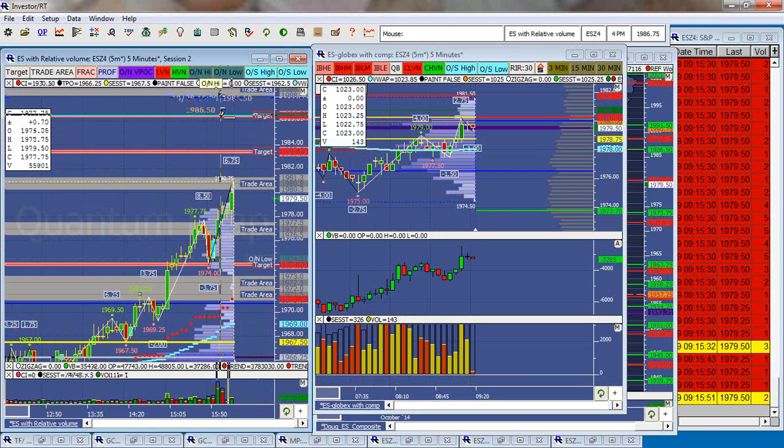So that's going to be your first target above the range. So targets down here obviously is the naked VPOC at 66.25. Then you have 63.25.